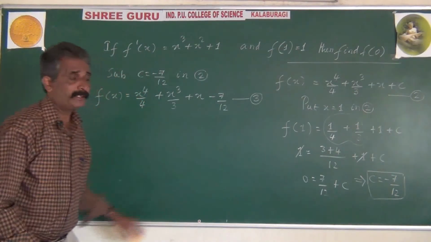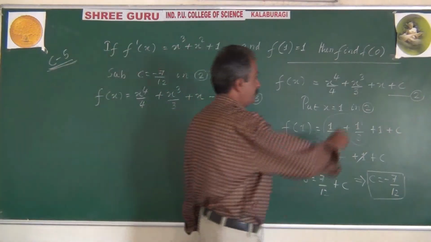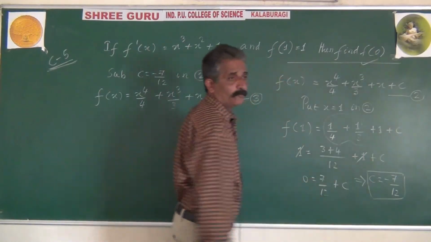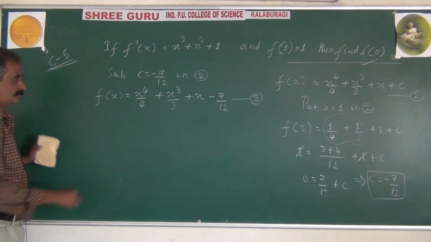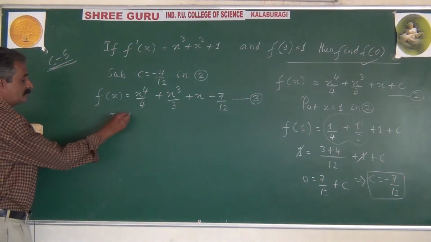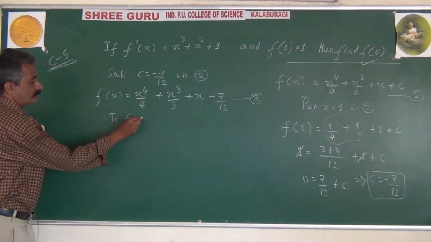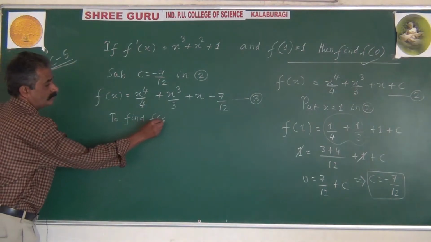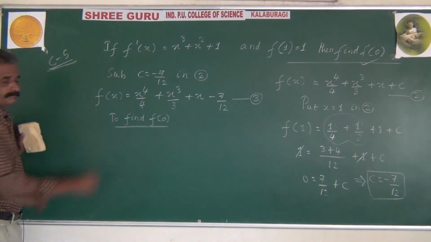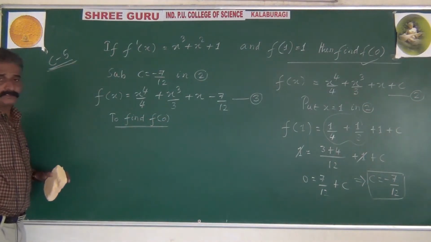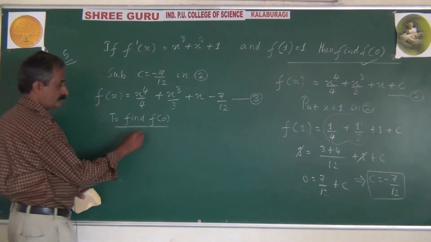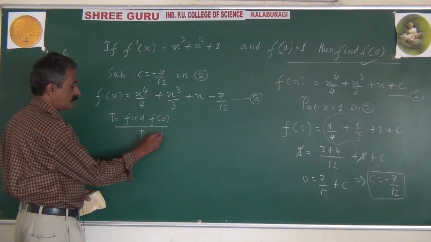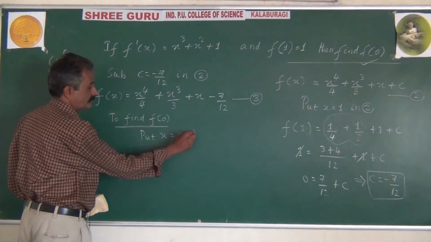Now from this we can estimate f of 0. To find f of 0 in this equation, put x equal to 0. For this purpose, we put x equal to 0 in equation 3.